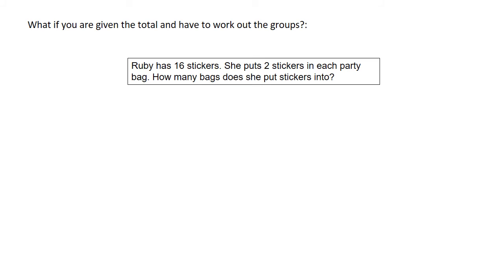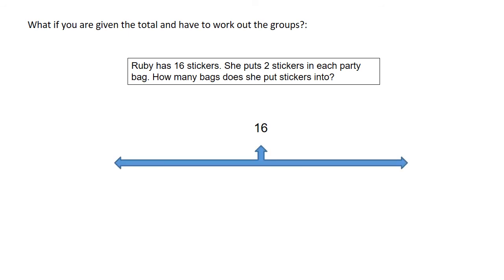Now, a different sort of bar is if you are given a total and you have to work out the groups. So this doesn't tell you the number of groups, so you have to draw your bar very differently. So Ruby has 16 stickers. She puts 2 in each party bag. How many bags does she put stickers into? So you start with the total this time, 16. And you're going to draw 1 party bag of 2 stickers. And then you're going to draw another party bag of 2 stickers.